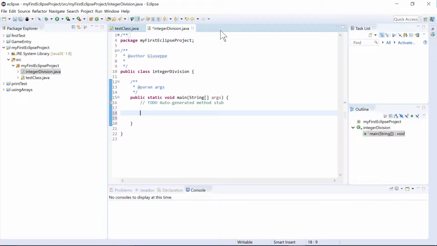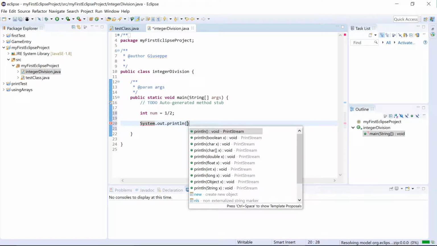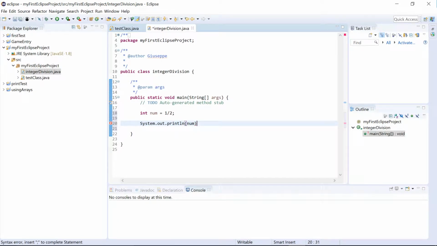Today we're going to talk about a concept called integer division. Let's start out with a simple program. We're going to say int num equals 1 divided by 2, and then we're going to print out System.out.println the number. And what should we get? We think we're going to get 0.5, because 1 divided by 2 is a half, or 0.5 in decimal. So let's run this and see what we get.